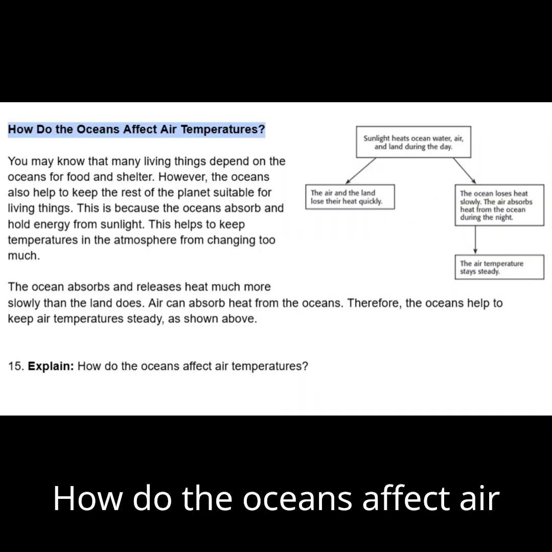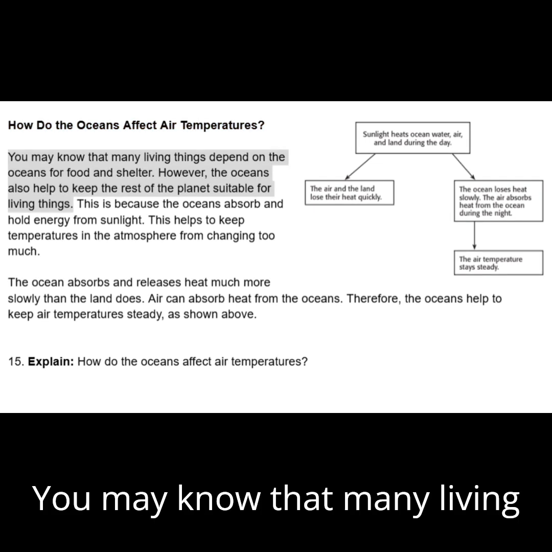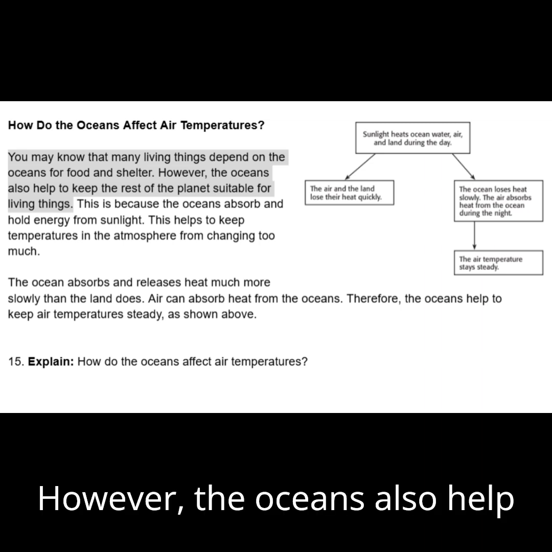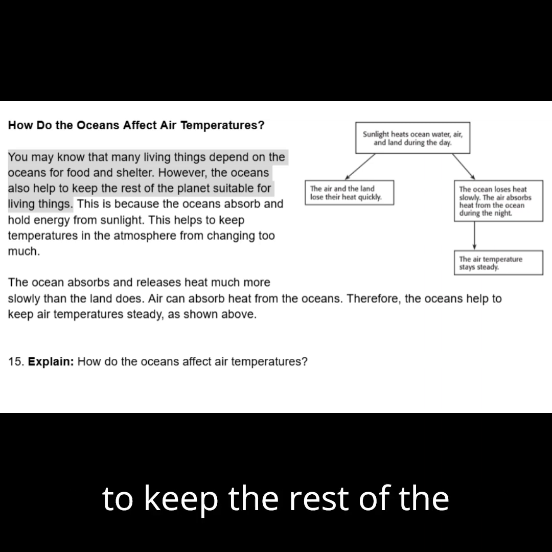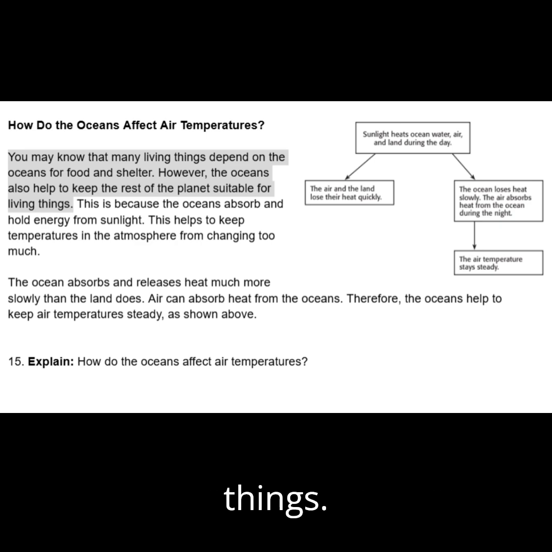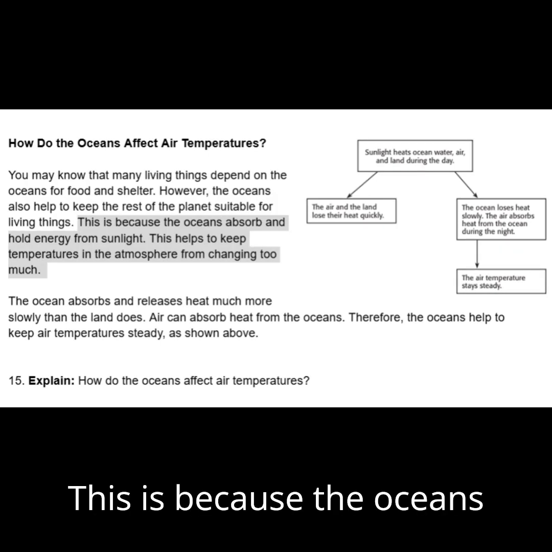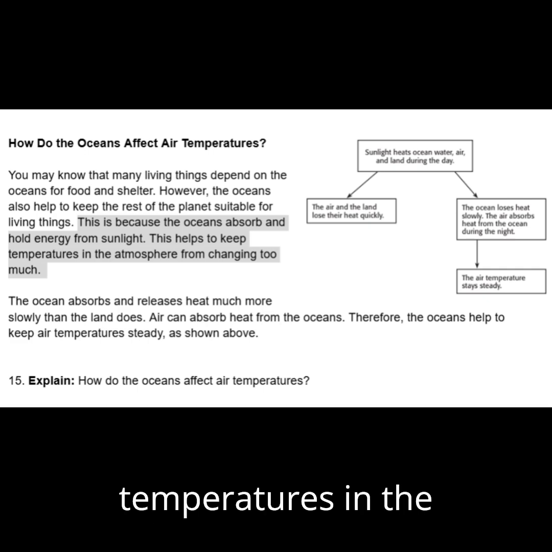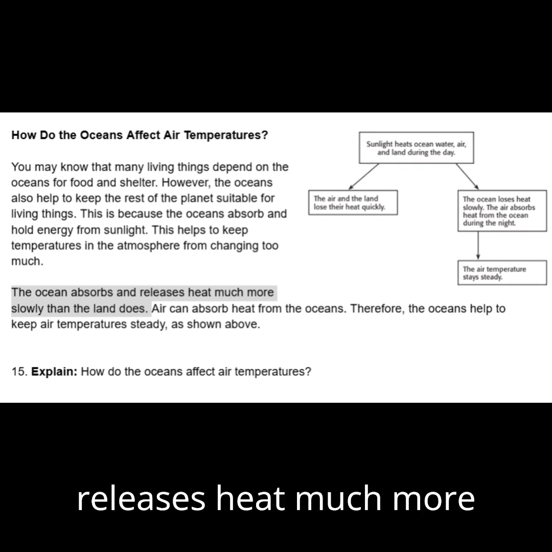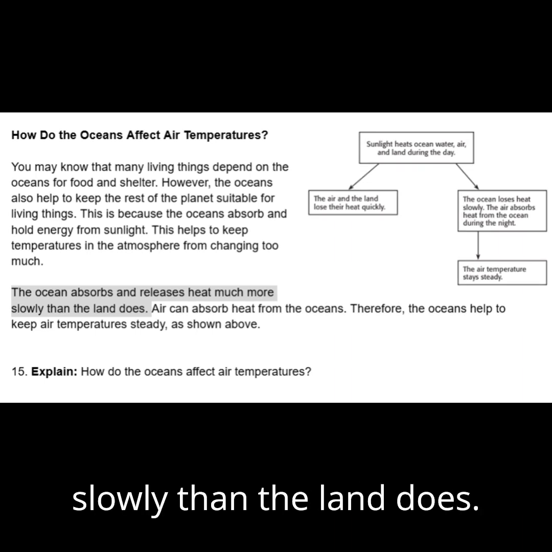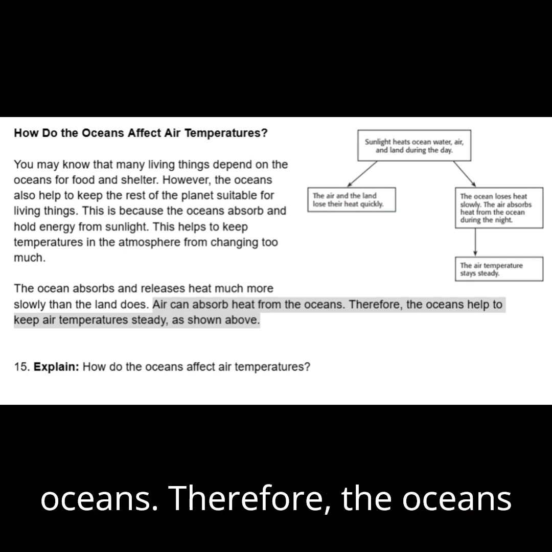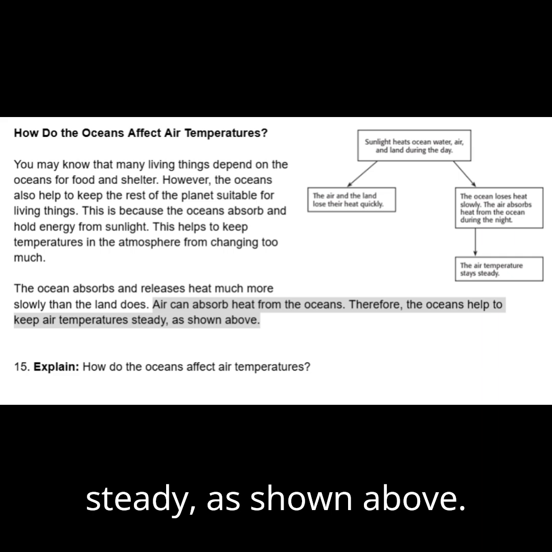How do the oceans affect air temperatures? You may know that many living things depend on the oceans for food and shelter. However, the oceans also help to keep the rest of the planet suitable for living things. This is because the oceans absorb and hold energy from sunlight. This helps to keep temperatures in the atmosphere from changing too much. The ocean absorbs and releases heat much more slowly than the land does. Air can absorb heat from the oceans. Therefore, the oceans help to keep air temperature steady, as shown above.